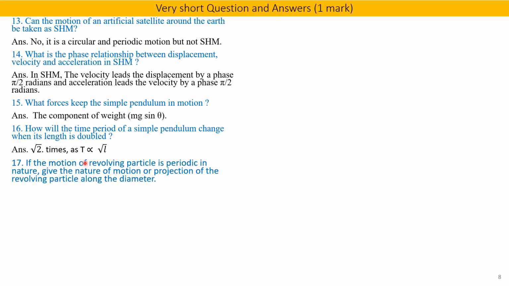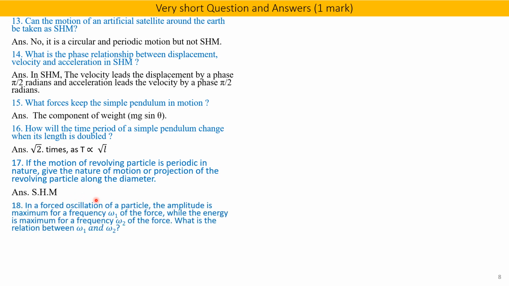Next question. If the motion of revolving particle is periodic in nature, give the nature of motion of the projection of the revolving particle along the diameter. So the motion is simple harmonic motion.